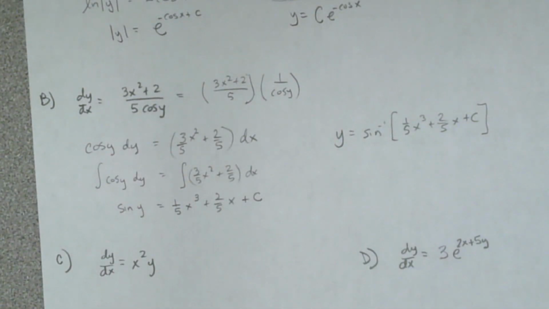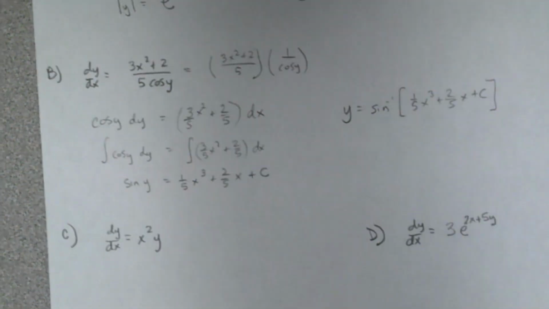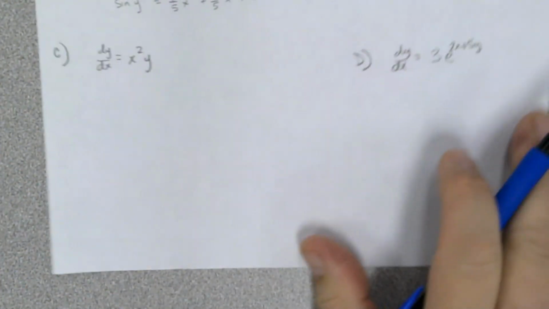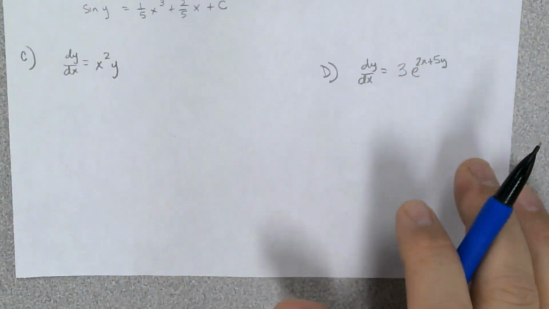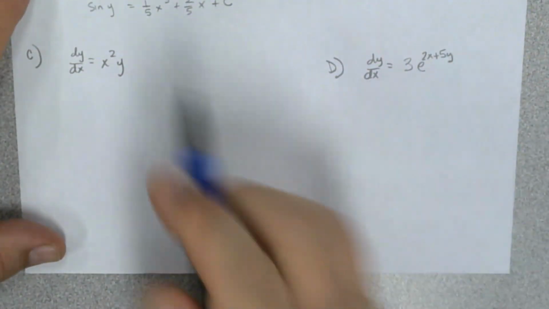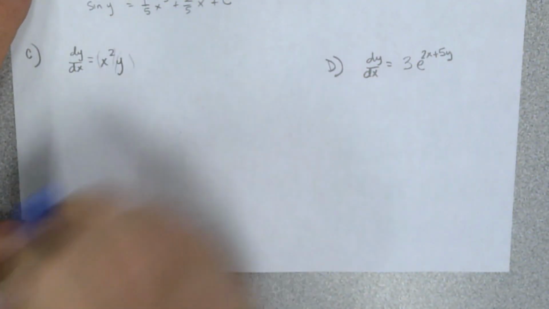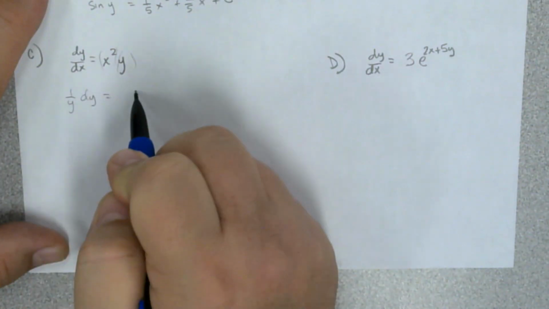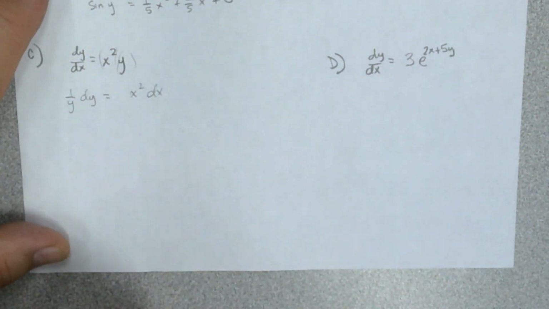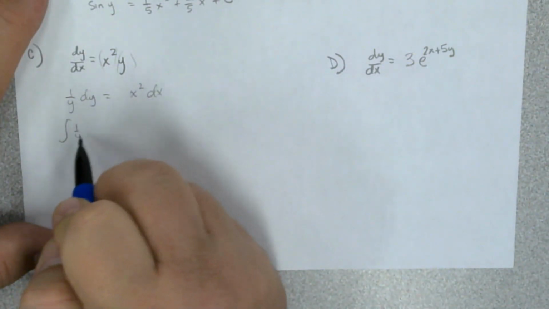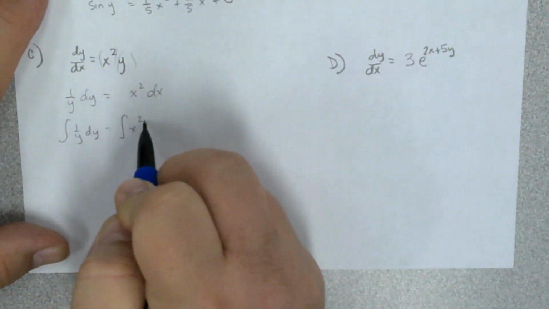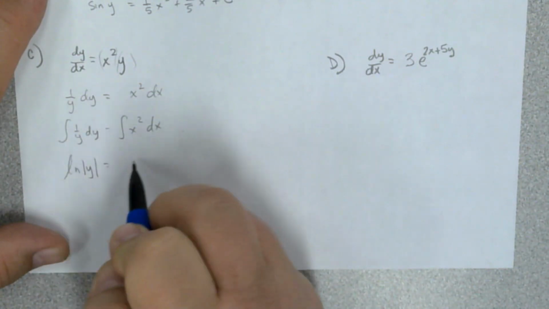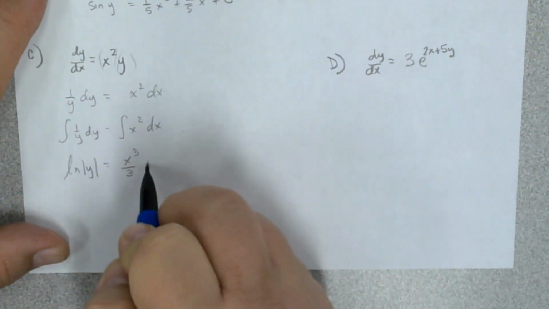Okay, I have a couple more examples down here you can see. Let's go ahead and look at those. Again, separating it out, we can see that's the x and that's the y. So I'm going to divide by the y, so I have a 1 over y dy. And then I'll have an x squared dx. And we're going to integrate both of those, each one in its own. So this is a natural log of y again. And this will be x to the third over 3 plus a constant.